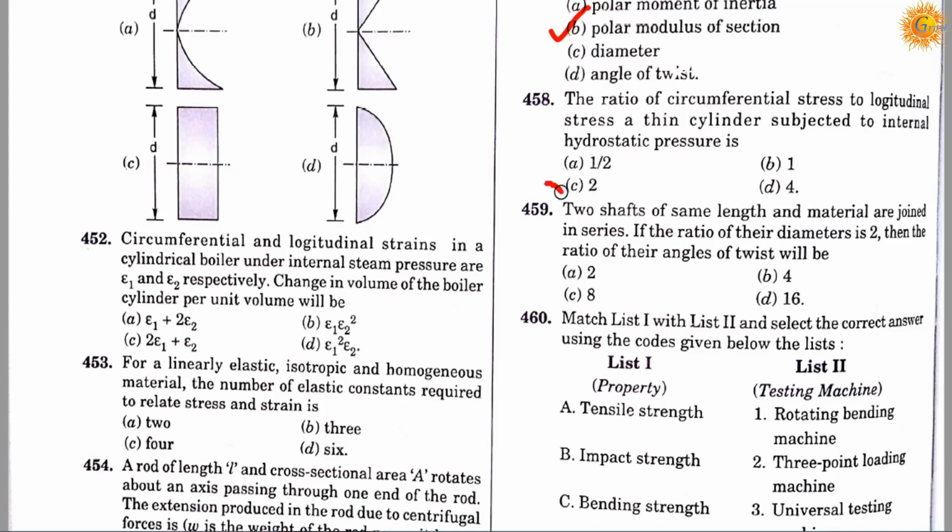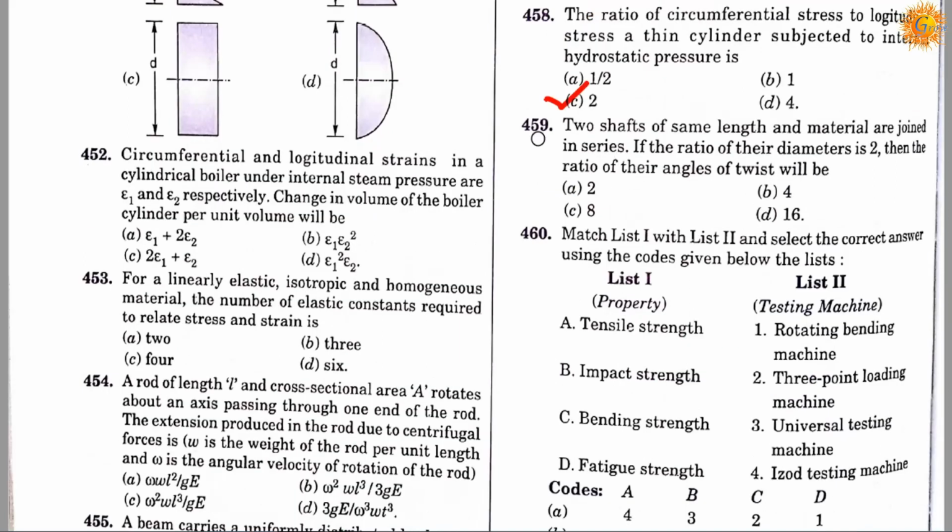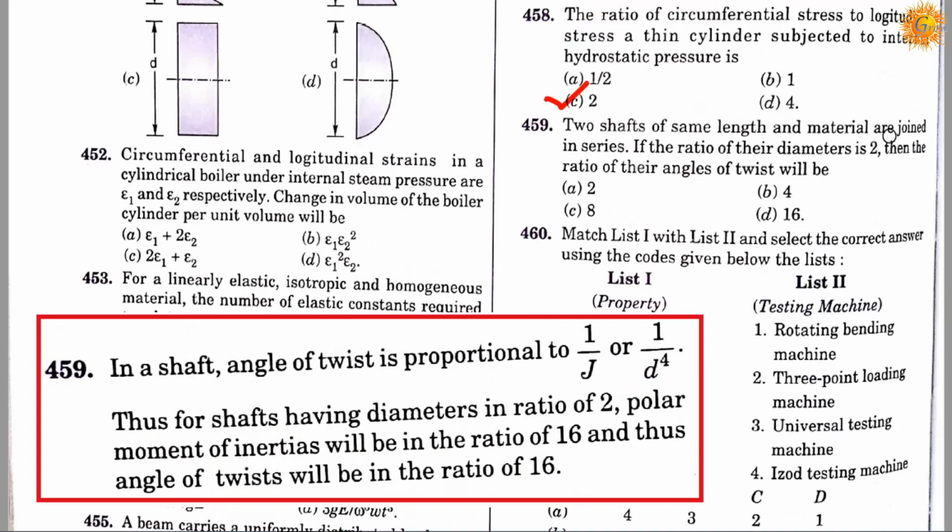Correct answer is C. It will be 2. Question number 459. Two shafts of same length and material are joined in series. If the ratio of their diameter is 2, then the ratio of their angles of twist will be option A is 2, option B is 4, option C is 8, option D is 16. Correct answer is D. It will be 16.